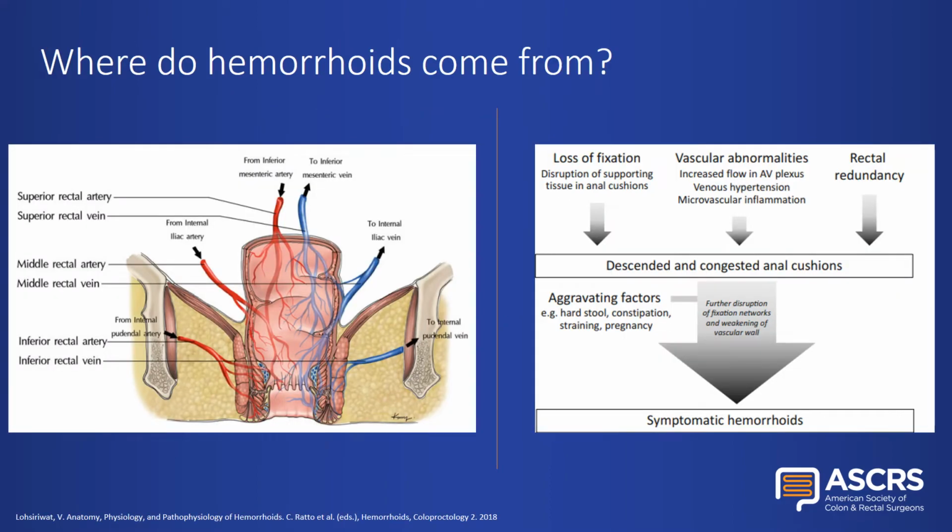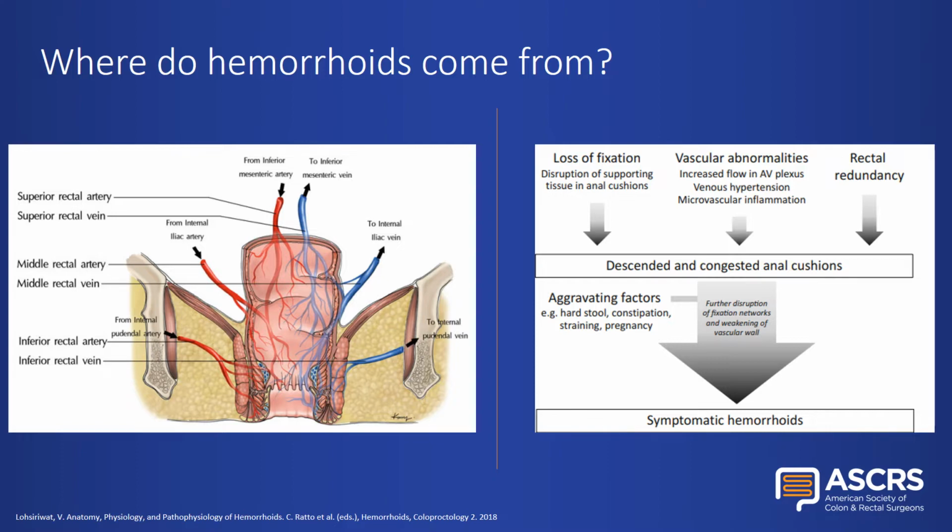To understand how we classify and address different hemorrhoidal emergencies, one has to have an appreciation for the underlying anatomy. For a detailed review of the anorectal anatomy, please refer to the video on this subject available on the ASCRS website.